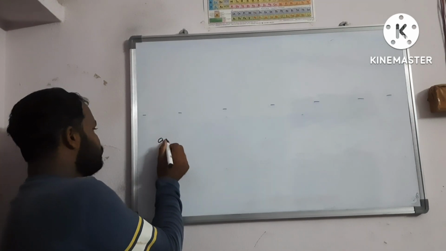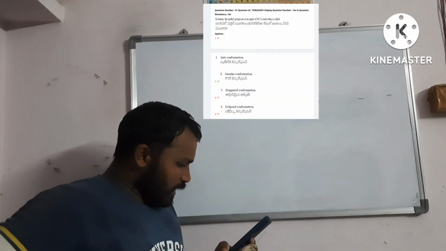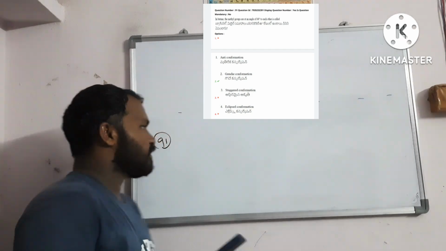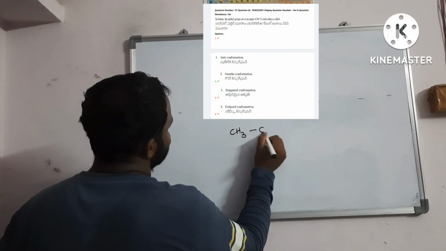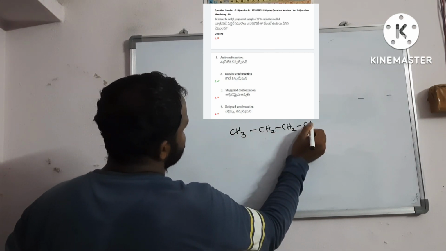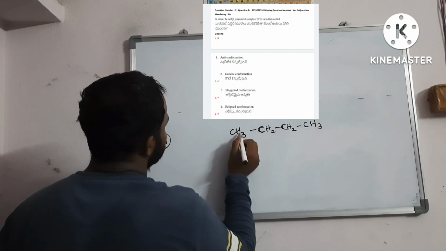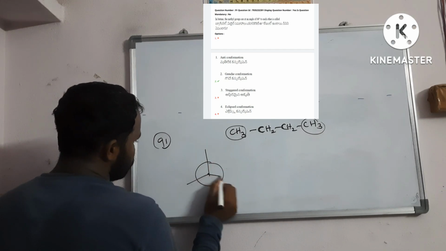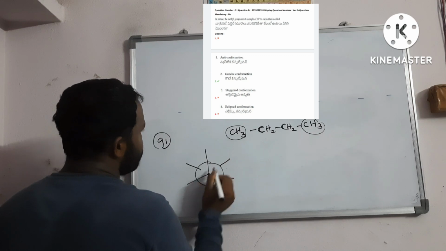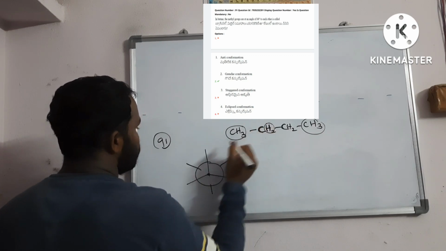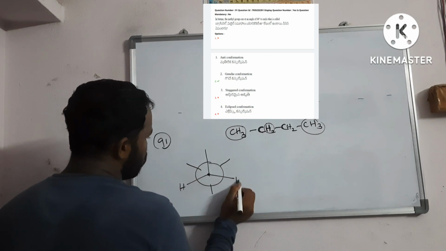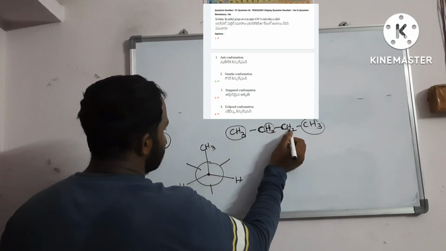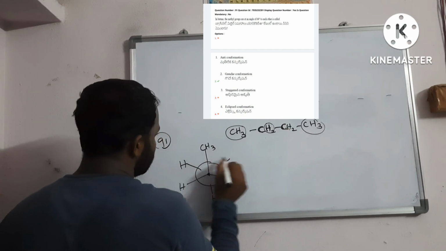Next, question number 91. In butane, the methyl groups at an angle of 60 degrees is called, right? Like butane, for example, if I take CH3, CH2, CH2, CH3, this is butane I am taking. These are the carbons, these are the groups. So if I write the Newman projection, this is a carbon, this is a carbon. For this carbon, 2 hydrogens are there. Here I am writing 1 hydrogen, 1 more hydrogen, 1 CH3 group. For the carbon at the back side, again I am writing hydrogen, this is a hydrogen, this is a CH3.